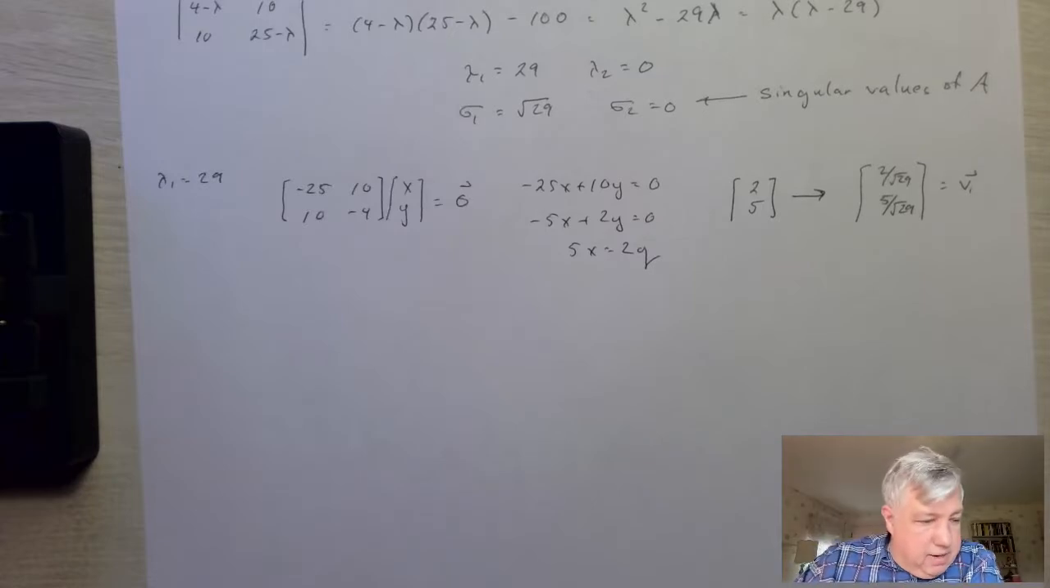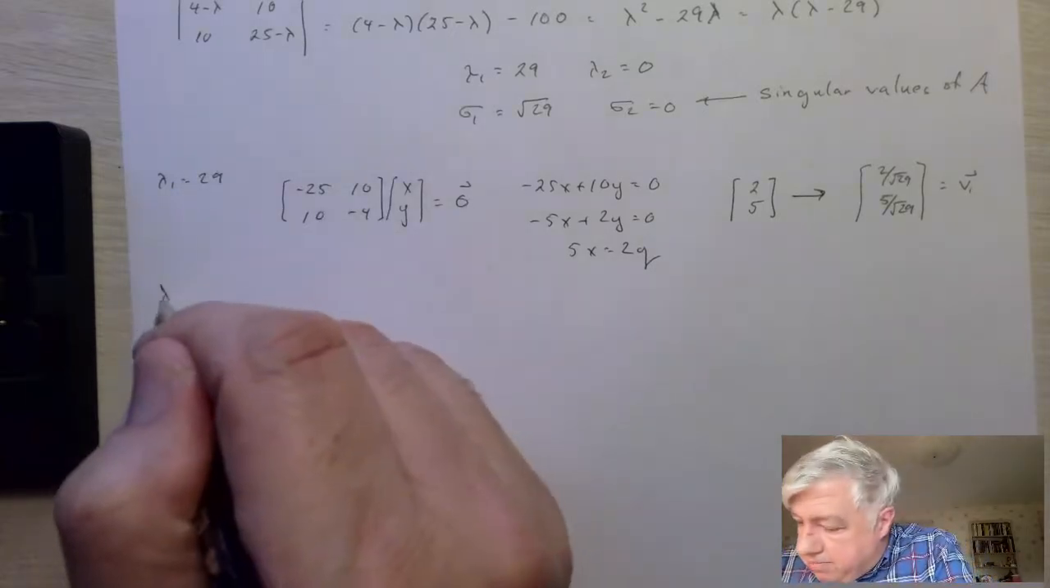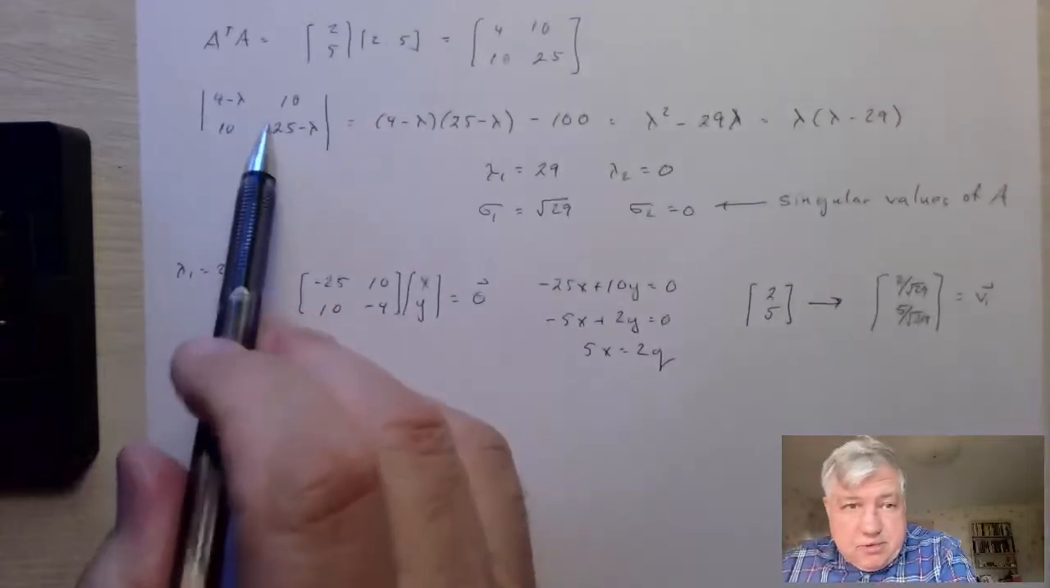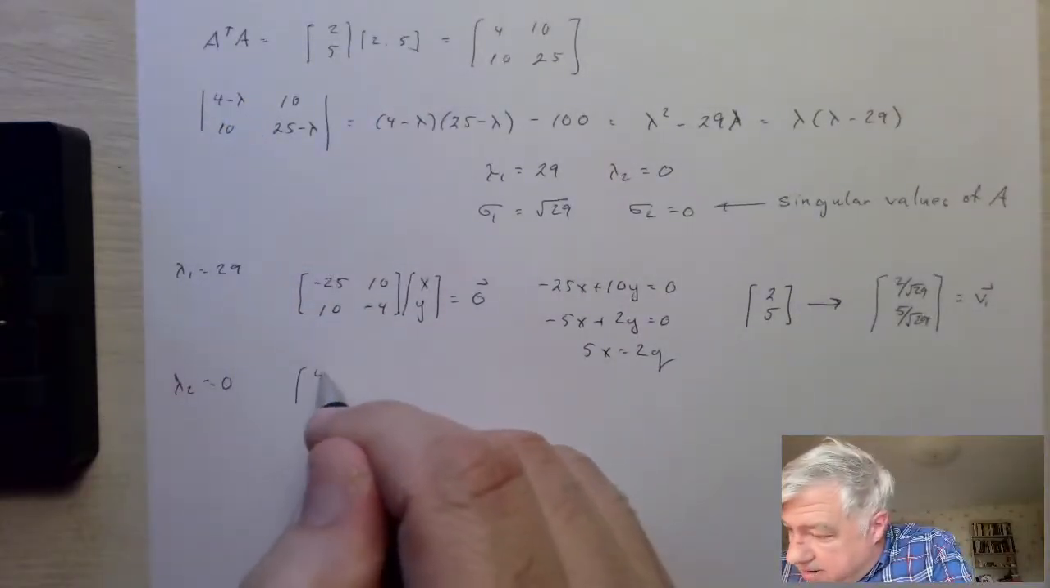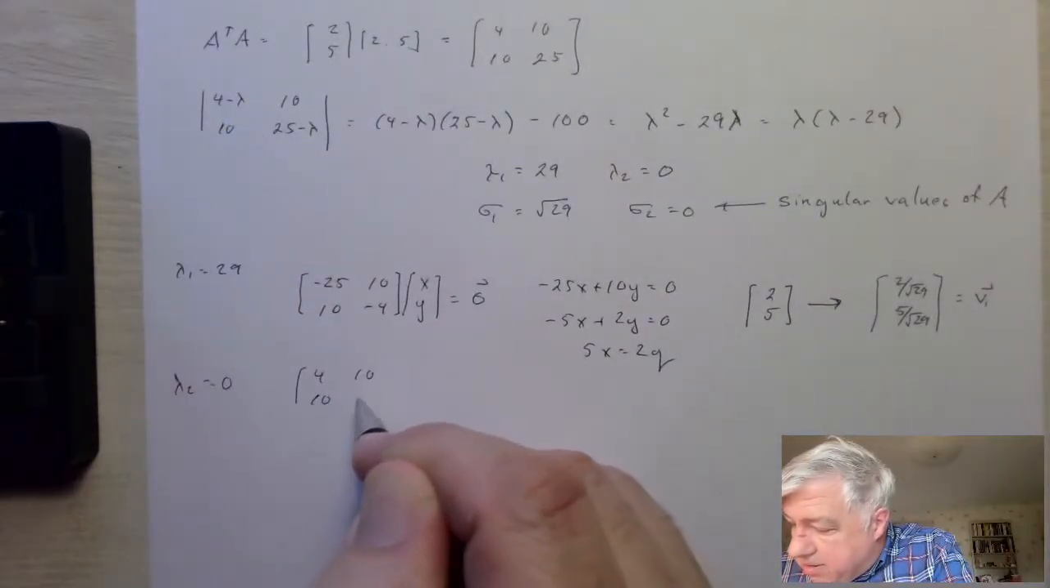All right, then lambda 2 equals 0. Let's see what happens. We plug 0 in here, and we get 4, 10, 10, 25.